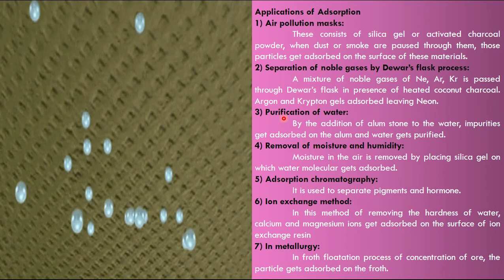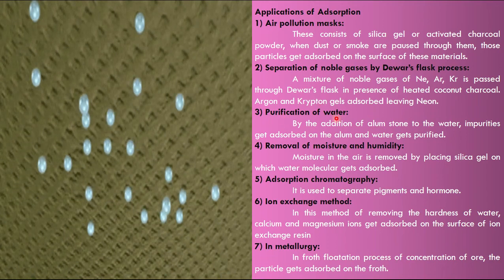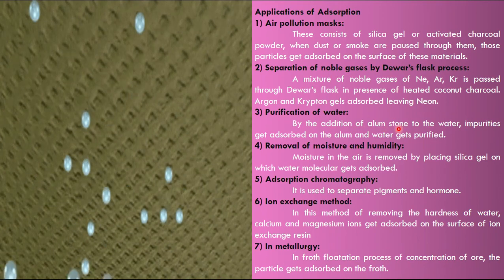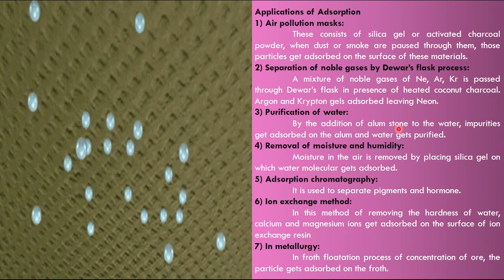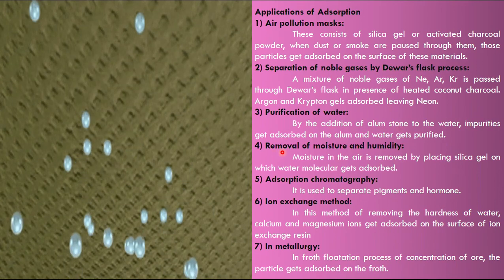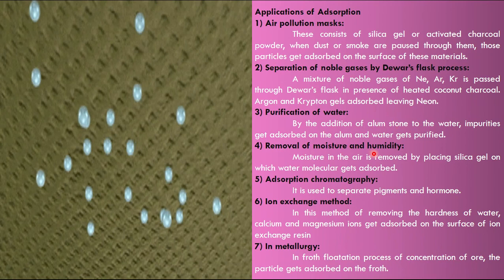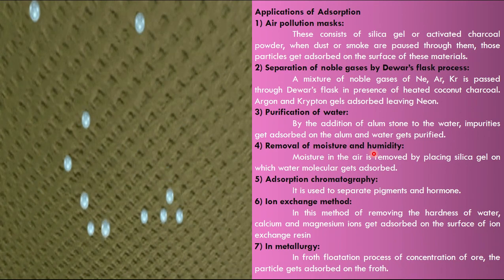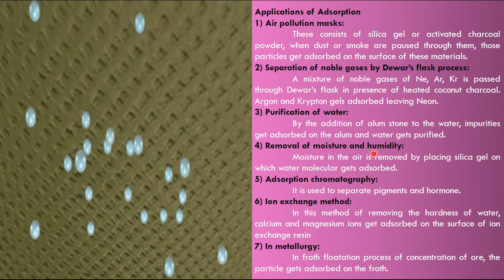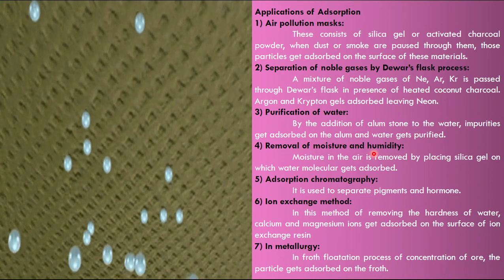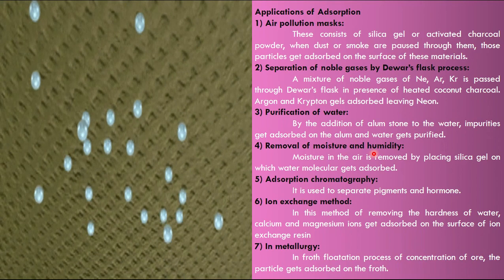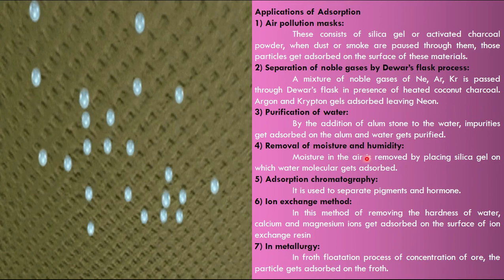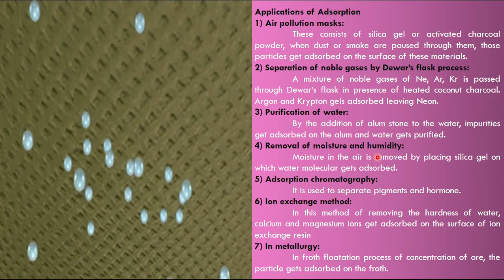The concept of adsorption is also useful in the purification of water. If we add alum stone to the water, it will adsorb the impurities in water. Next application is removal of moisture and humidity. If we observe any leather bags and shoes, all these contain some silica gel bags. Why? Because the silica gel will absorb the moisture and humidity in those particular materials.